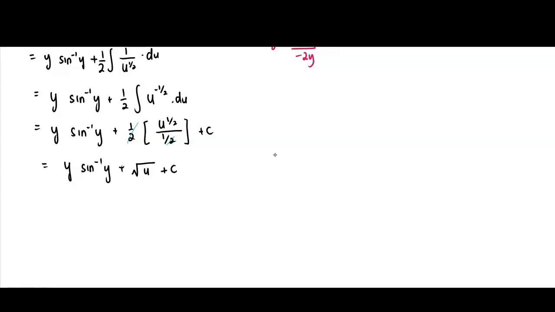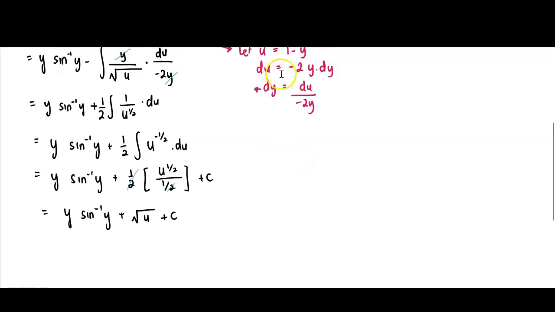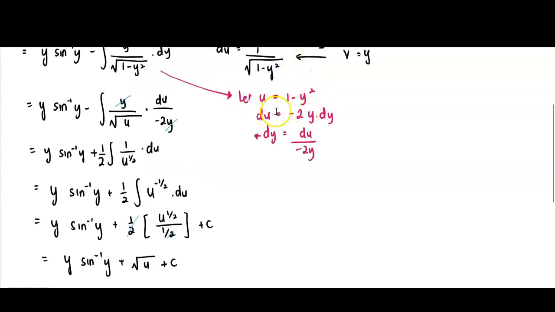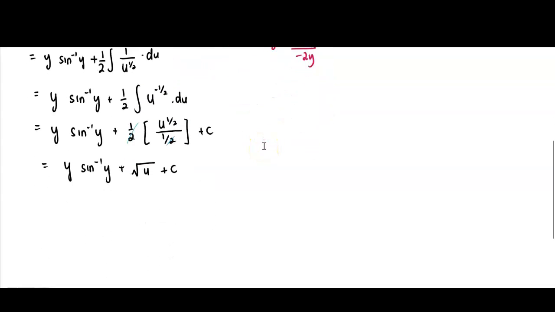Now we're going to replace u. What was u? u is 1 minus y squared. So we're going to replace the u with 1 minus y squared. We'll get y arcsin y plus the square root of 1 minus y squared plus c.